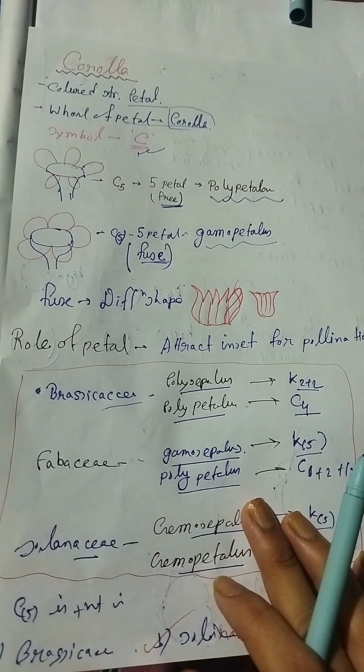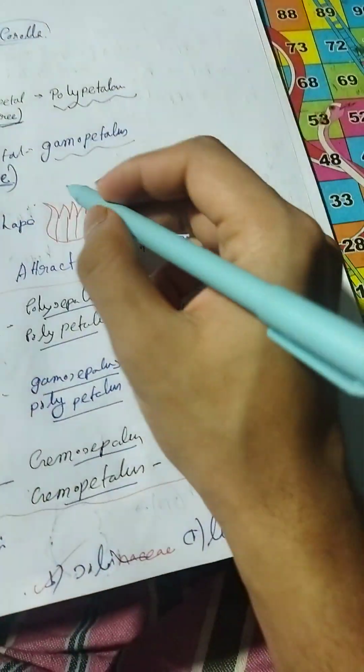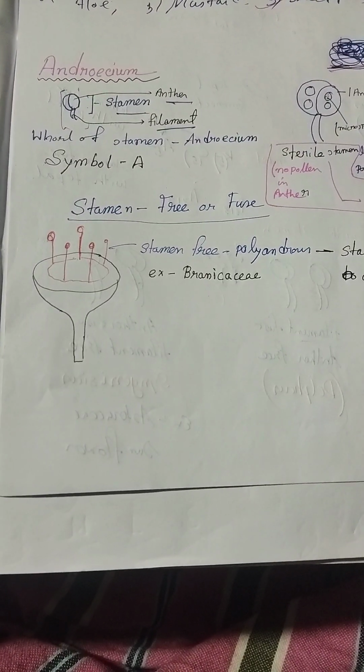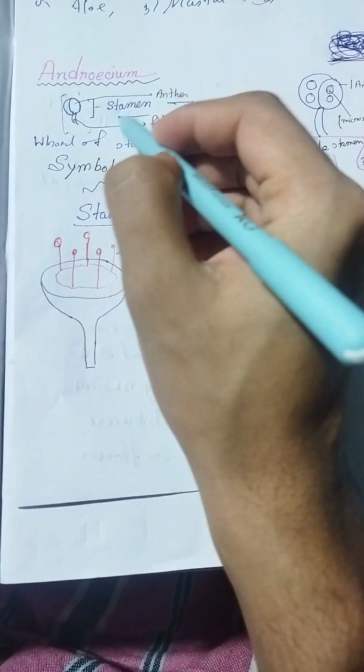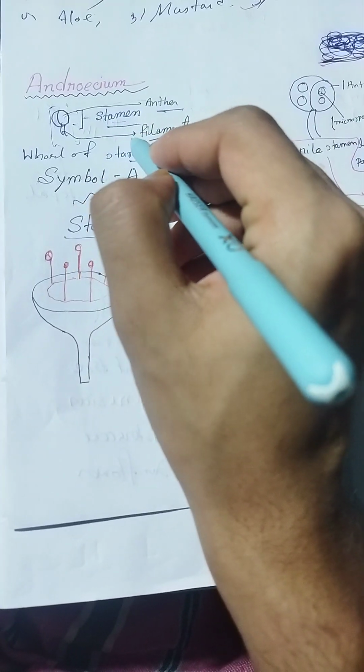What is the role of petal? Attract insects for pollination. Now talk about androecium. Whorl of stamens is called androecium. Symbol is A. In this structure, this is an anther, this is stamen, and this is filament.